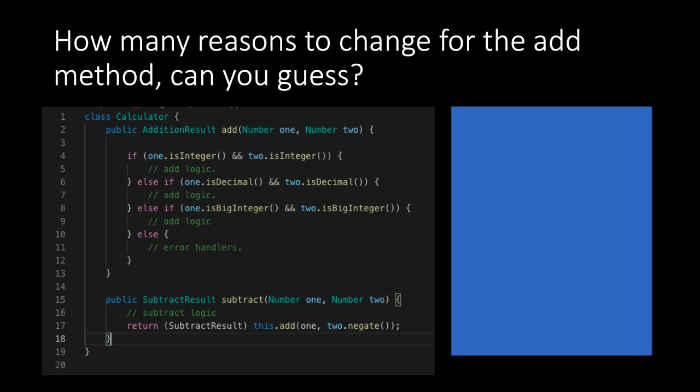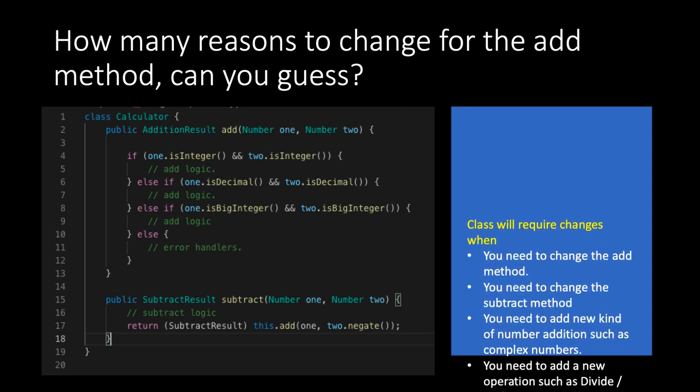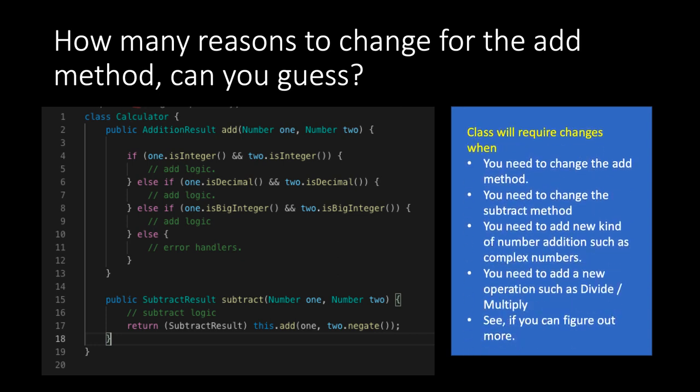So, according to me, if you add new features to this app, following are the reasons due to which this class would need changes. If you make any change to the add method, or if you need to change the subtract method, or let's say you want to add a completely new category of numbers which is complex numbers, and you want to support addition for complex numbers as well. So in that case also this class will require changes, because if you see the addition method which is implemented in this class, it has a lot of responsibilities. It has a lot to take care of.